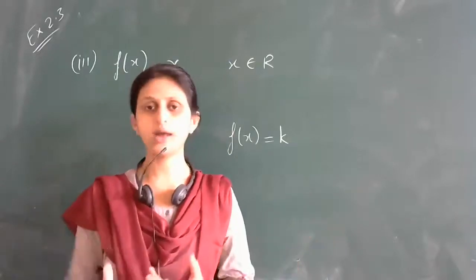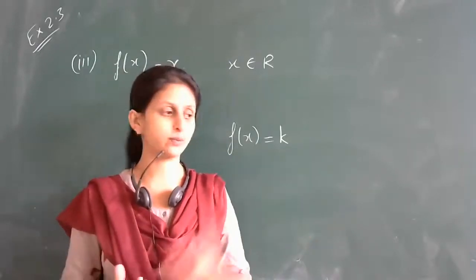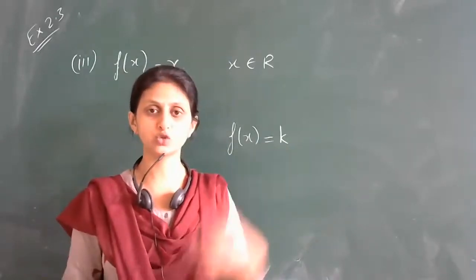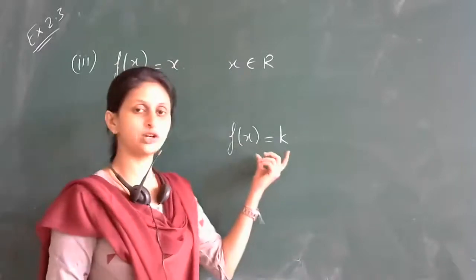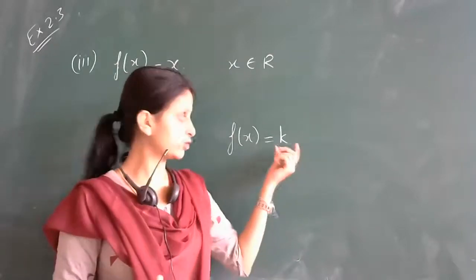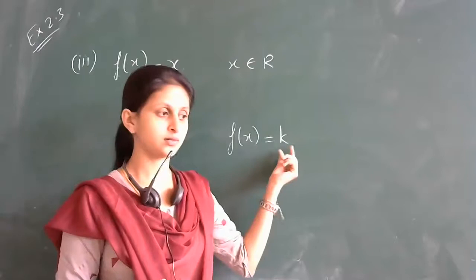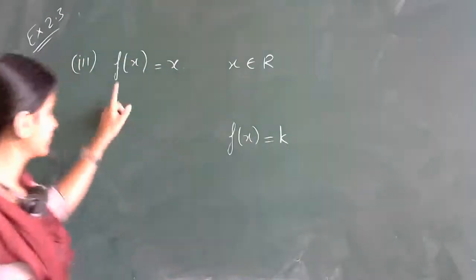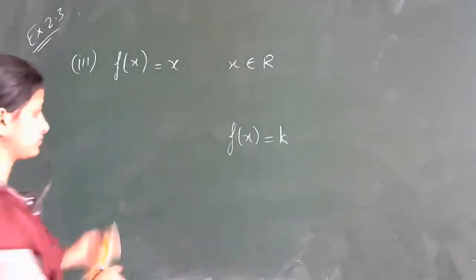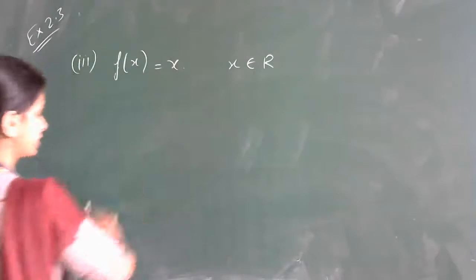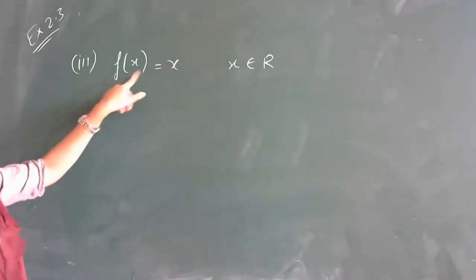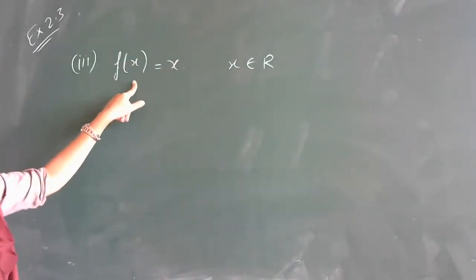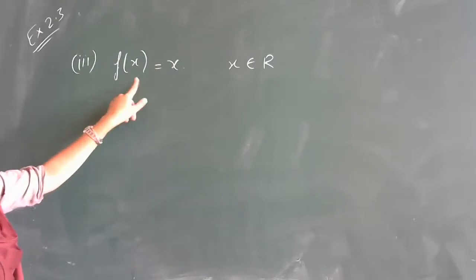If you take 1, it will be 1. If you take 2, it will be 2. If you take minus 2, it will be minus 2. But here in this constant function, for any input, you will get only one output as k. Very good. This is identity function. It is identity function, students. For input and output will be same. Right? It is identity function.